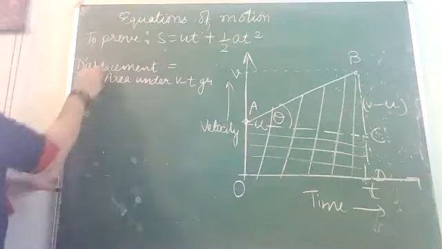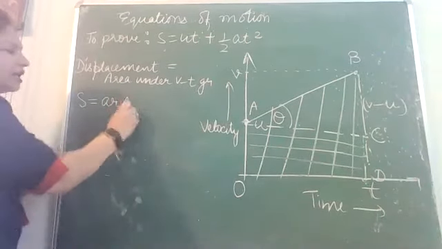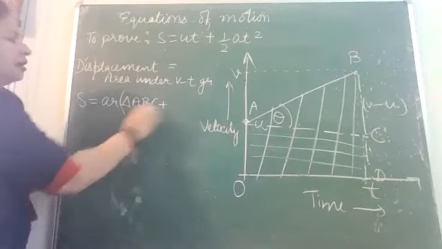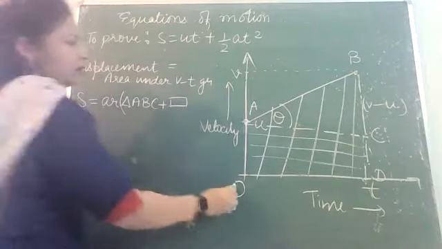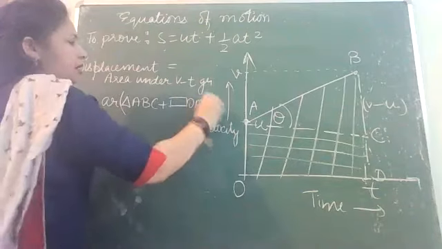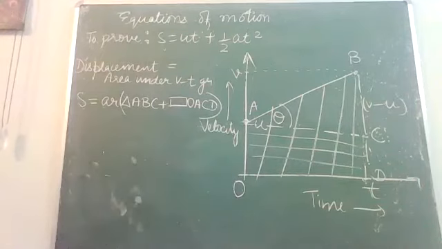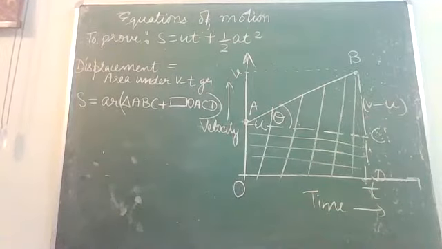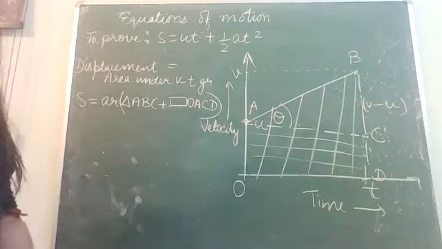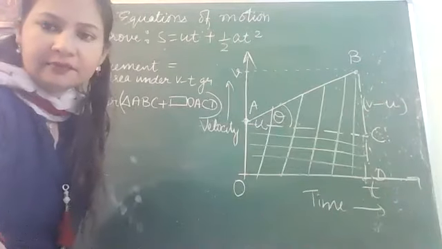So how will I write displacement? I am writing S, and for the area under the graph I am writing area of triangle ABC plus area of rectangle OACD. If this point is not clear, you can ask. I have divided the whole shaded area into two parts, area of triangle plus area of rectangle.